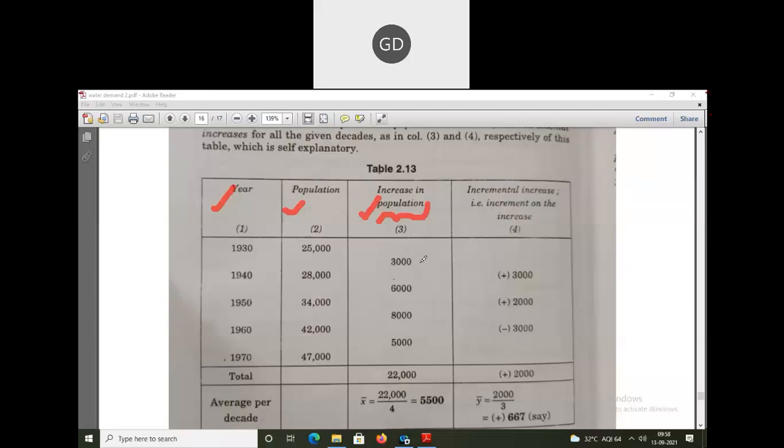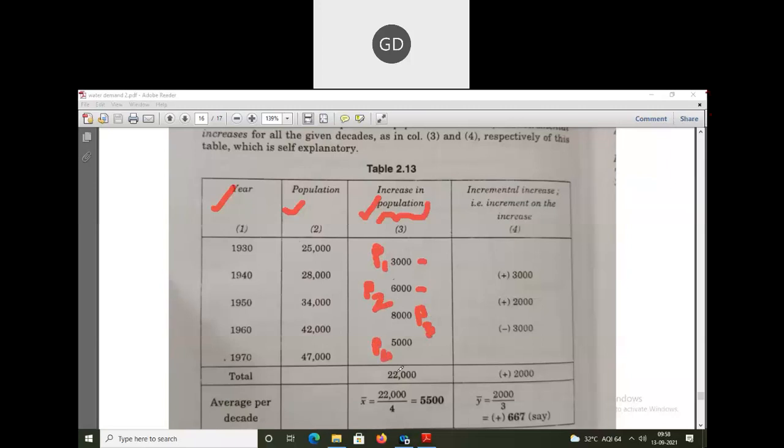So in column 3, what is the incremental increase from, suppose, 3,000 to 6,000? What is the incremental increase here? For finding that out, suppose this one is your P2, this one is your P1, then comes your P3, and the last one is your P4.